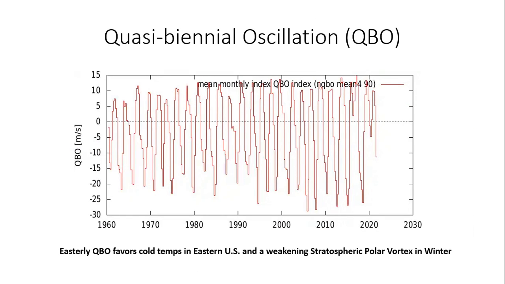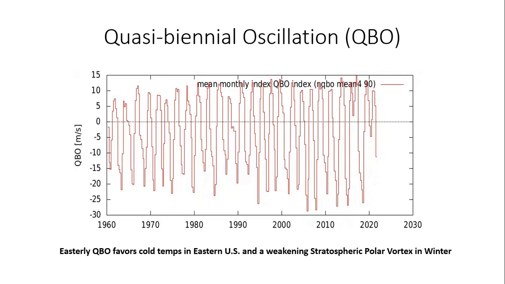Additionally, I like to look at the Quasi-biennial Oscillation, the QBO. Now, I added this one. This graphic, by the way, is courtesy of the World Meteorological Organization, Climate Explorer, and this is really great stuff here. Anything below that zero line is showing an easterly QBO. Anything above the zero line is a westerly QBO.